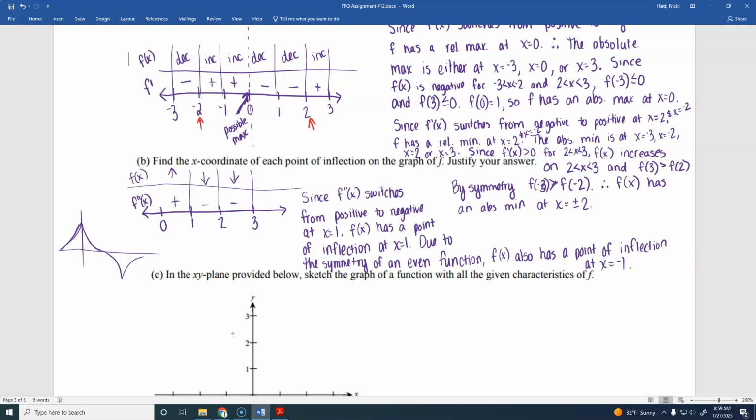Those you really just have to think about the sign change. It's a little more straightforward. If they had only asked for relative maximum minimum up here, it would be easier because you wouldn't have to consider like the endpoints there. For points of inflection, you don't have to consider endpoints on that.